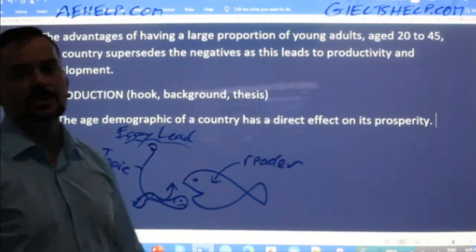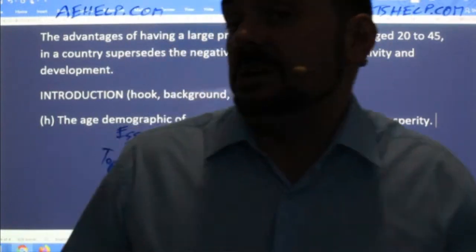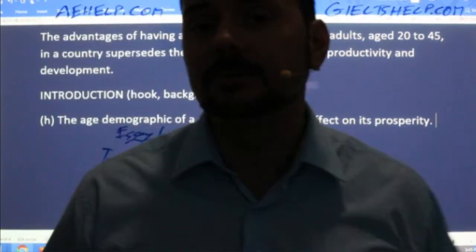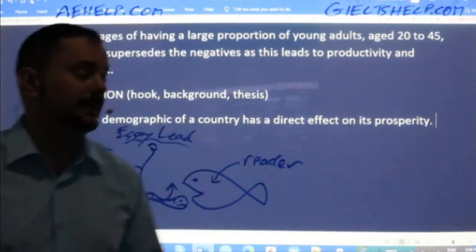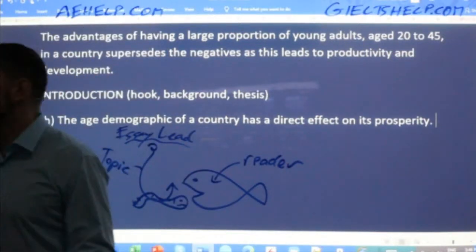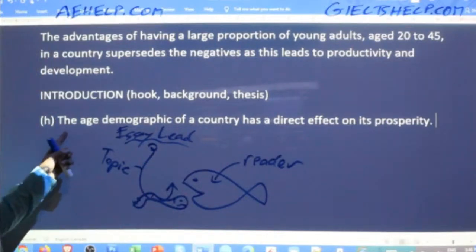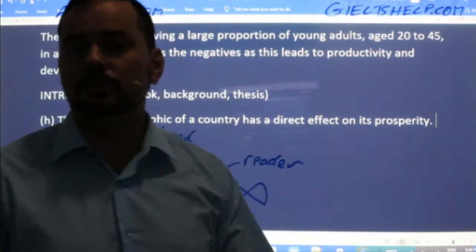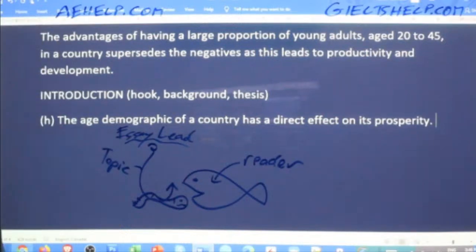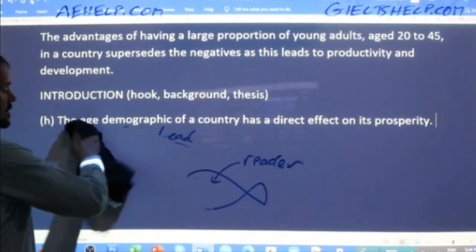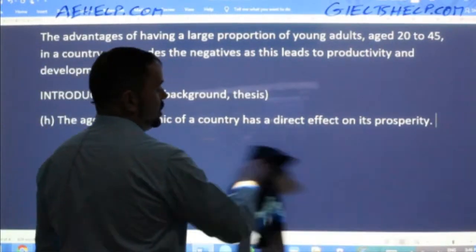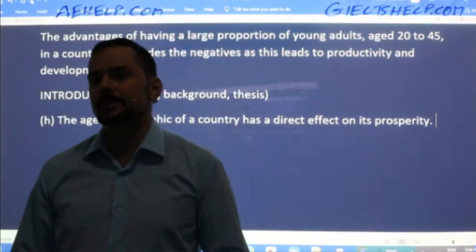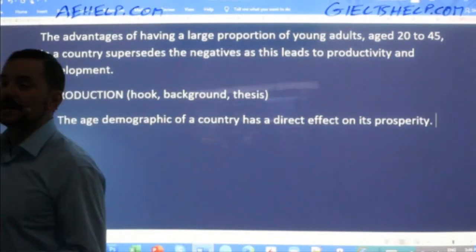Some IELTS teachers say, oh, you don't need a hook for task two. Yeah, you don't need one. You don't need a hook for any essay. But if you want to get a high band score, if you want to have good writing, you should have a hook. Good writing usually does. Okay? All right? So, okay? So here's my hook. The age demographic of a country has a direct effect on its prosperity. Okay? So depending on the ratio of old to young to babies will have an impact on whether or not that country is wealthy or poor, living a high quality of life or living a low quality of life. Okay? All right? So that's my hook. All right?